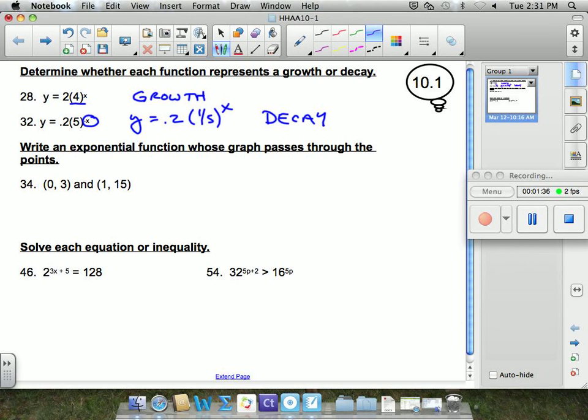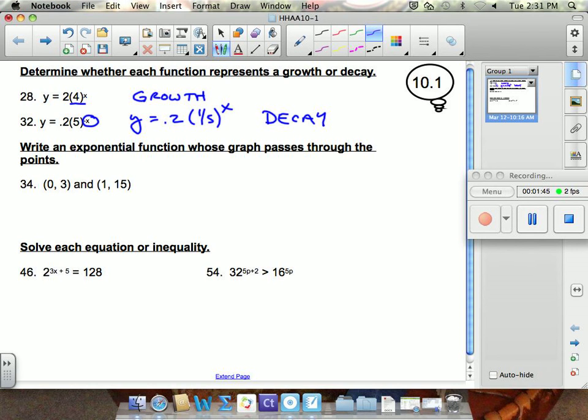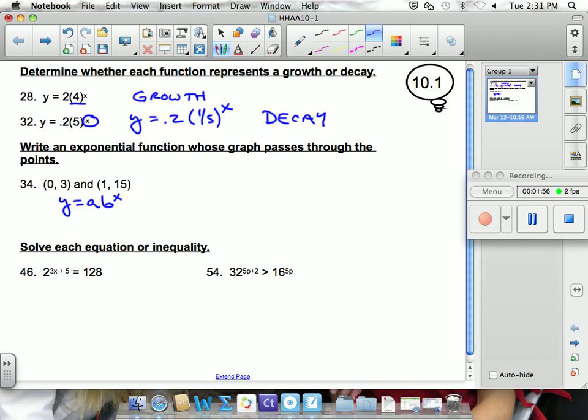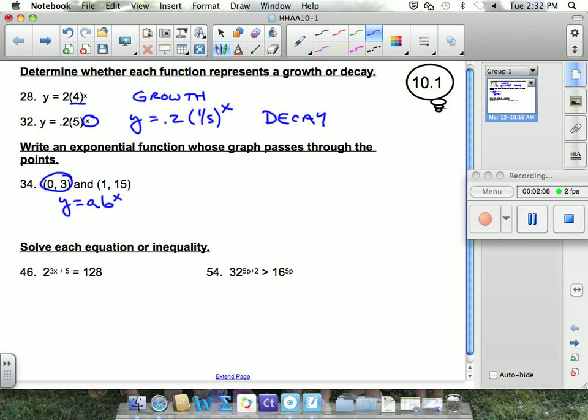Beyond going back and forth between growth and decay, you might see something like number 34. All they do is give you 2 points, and they want an equation for that exponential function. Our equation is going to look like y equals ab to the x. Now, what information did they give us? One important point is 0,3. 0,3 is one of our two values. We know we have to come up with a and b. 0,3 is the y-intercept, where it crosses the y-axis. So that's going to be our a value.